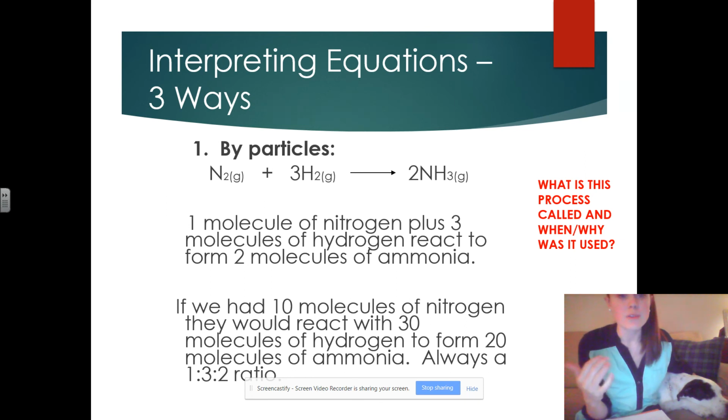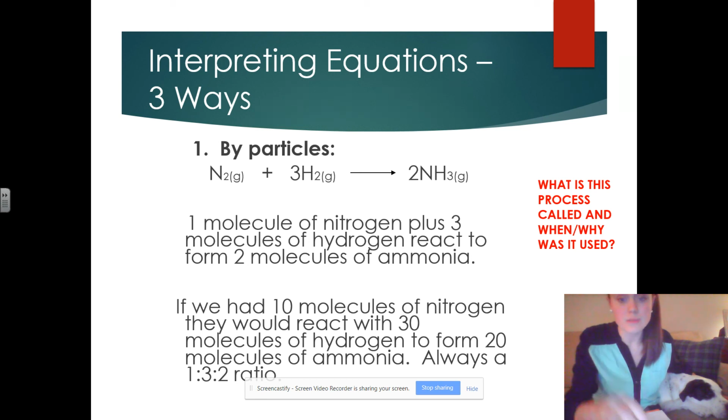Okay, now you could increase those amounts and use the particle ratios to get a similar reaction with just increased numbers. Okay, so for example, you could say I had 10 molecules of nitrogen would mean that you need 30 molecules of hydrogen react together to form 20 molecules of ammonia. Okay, we could up it to 100. 100 molecules of nitrogen would need to react with 300 molecules of hydrogen to form 200 molecules of ammonia.